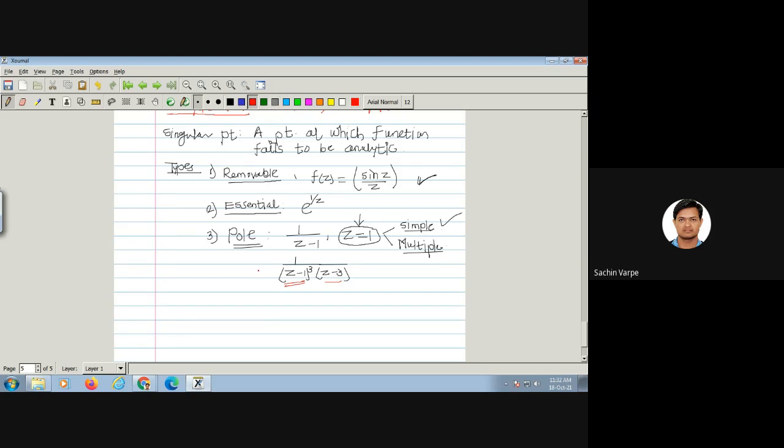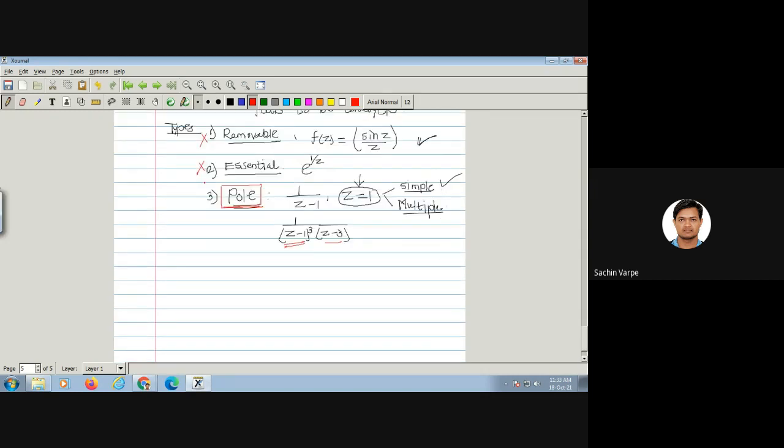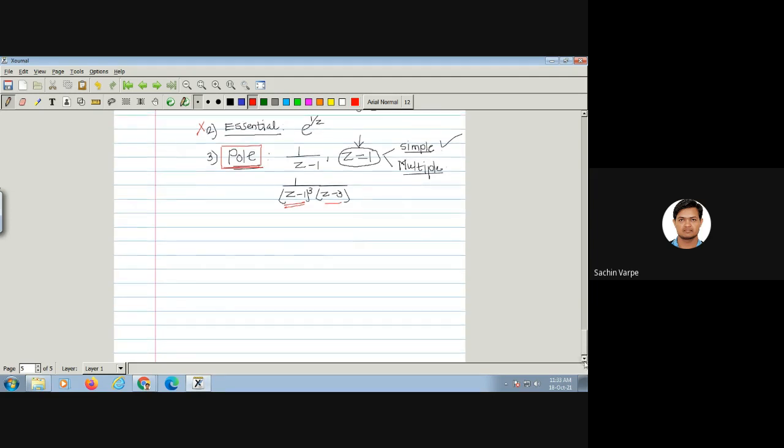So we are interested here in this inverse Z transform. We are interested in only poles. We are not interested in removable or essential singularities, but that is there in the syllabus for the GATE. You should know removable and essential singularities. We'll be discussing them in detail in the last complex unit. So let us now proceed with the concept of singularities and poles to get the required inverse Z transform.